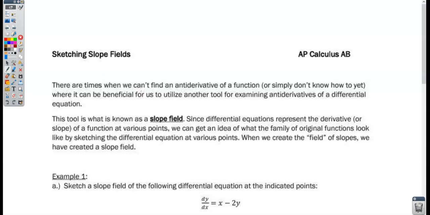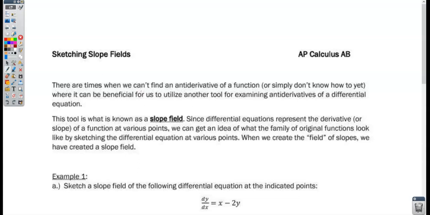Hi everybody, welcome back. In this video we're going to talk about information from section 7.3 of AP Calculus, sketching slope fields. We've been talking about differential equations, and eventually in this unit we're going to talk about finding antiderivatives of a specific kind, but we have already looked at how to find antiderivatives of some differential equations in the last unit, back in Unit 6.